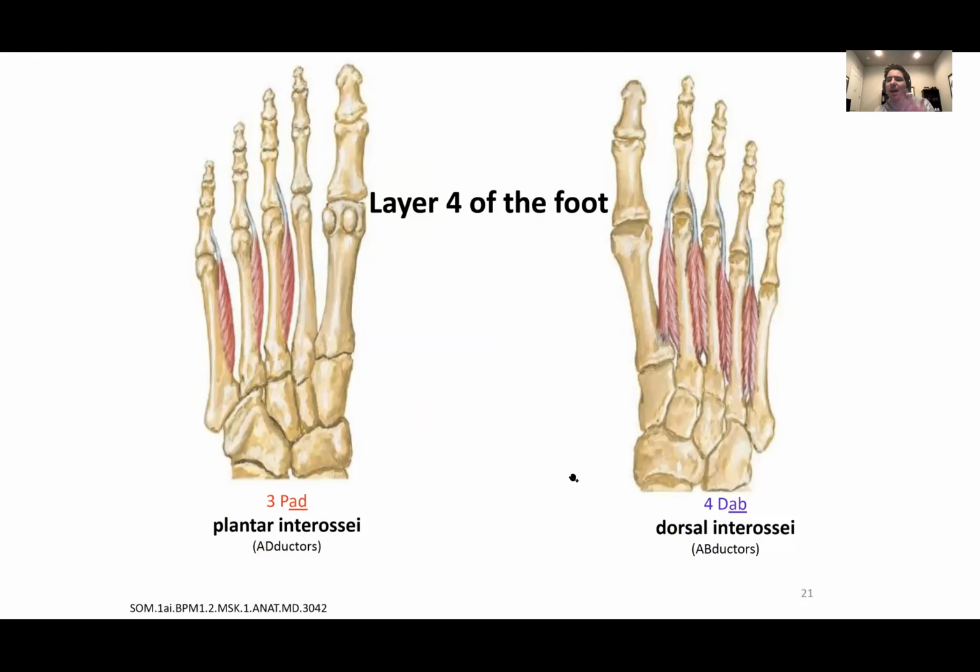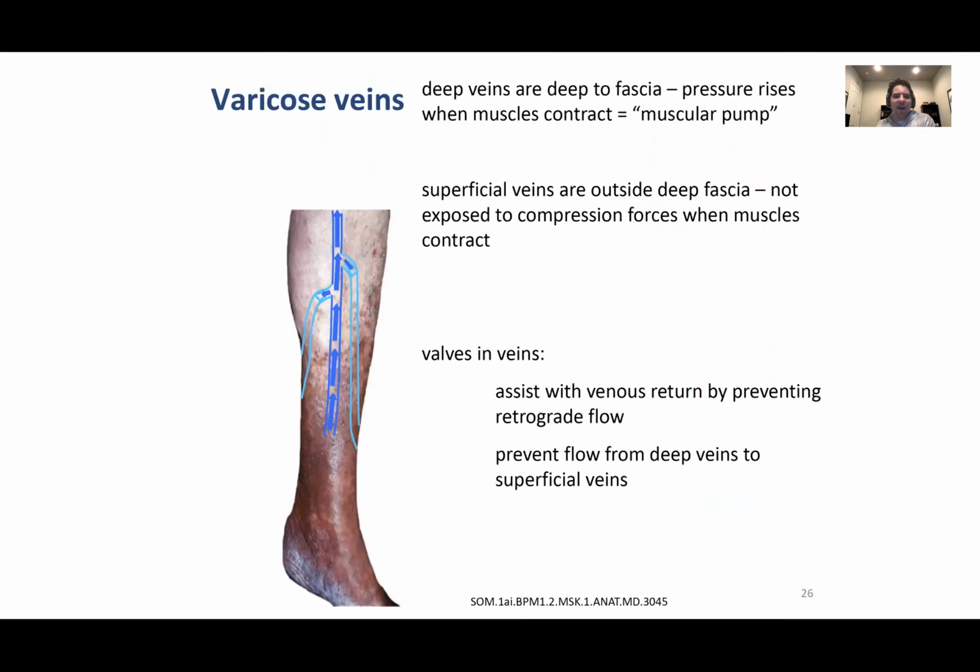Now, you could use the same mnemonic that we used for the hand, for the foot: PAD and DAB. DAB is for dorsal abduct, they spread the toes apart, and PAD is for palmar adduct. These are innervated by the lateral plantar nerve, which is synonymous with the ulnar nerve in the hand. So it's going to help spread the toes apart and adduct the toes back together.